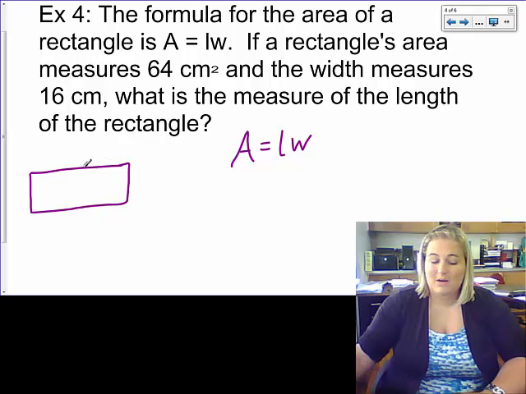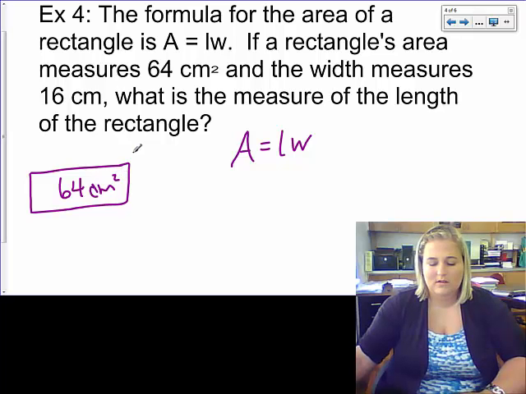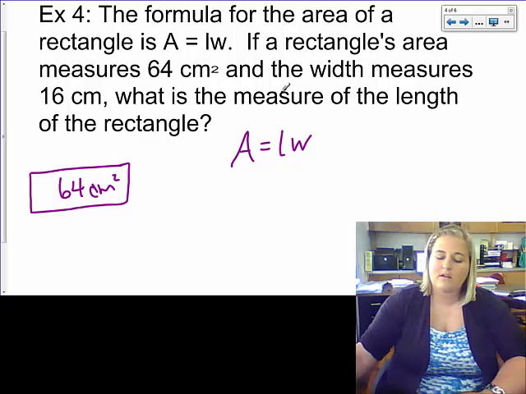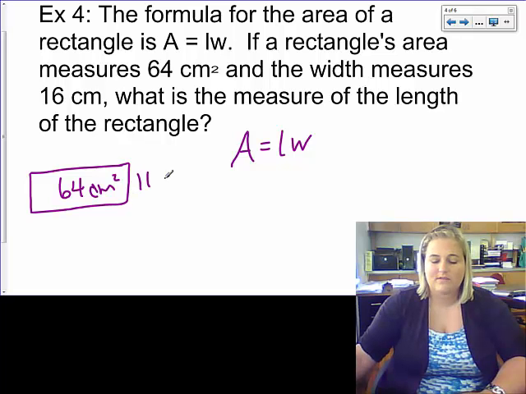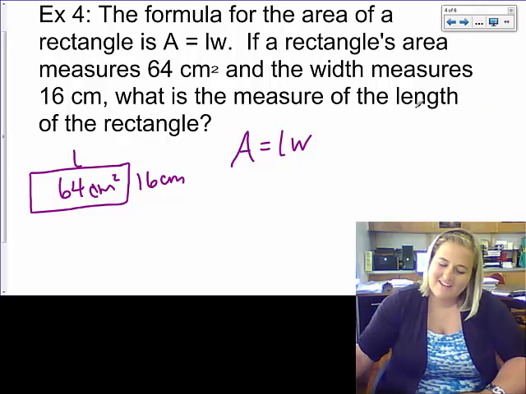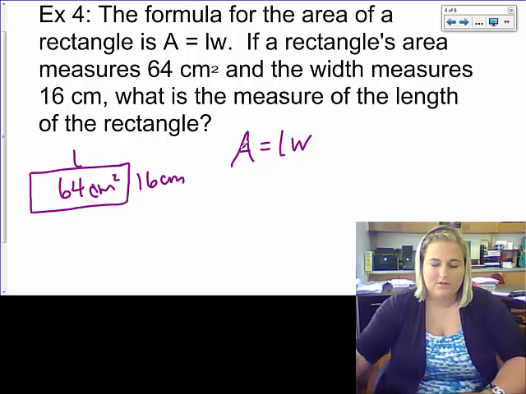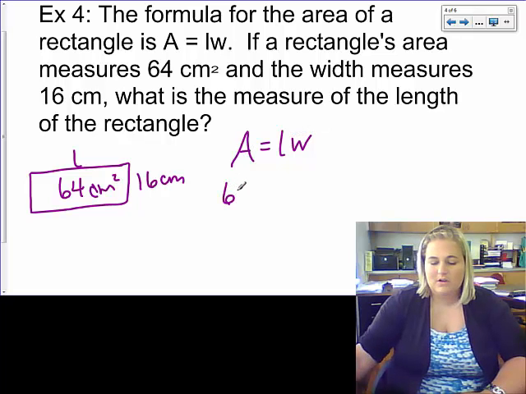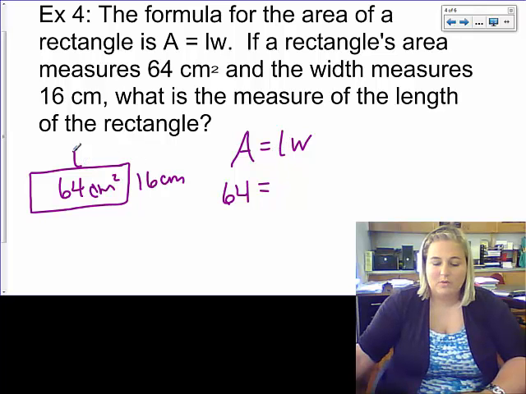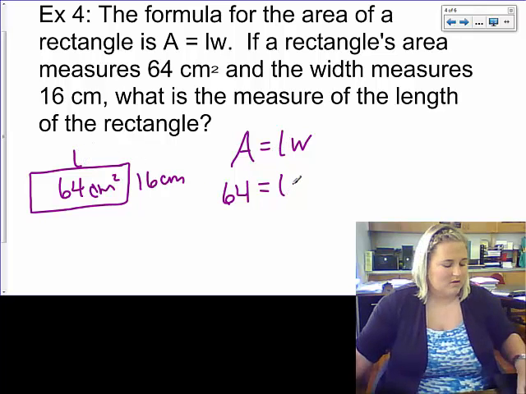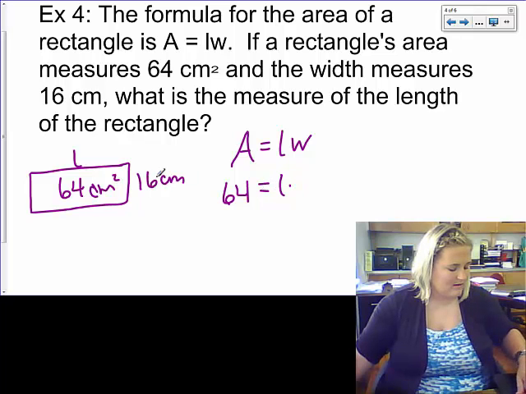So I know that the area of this rectangle is 64 square centimeters. And I know that the width measures 16 centimeters. But I don't know what the length is. It's wanting me to find that. So I'm going to plug what I know from my picture into my formula. I know that the area is 64 equals L is what I'm looking for. I don't know L here, so I'm just going to put L times my W, which I know my width to be 16.